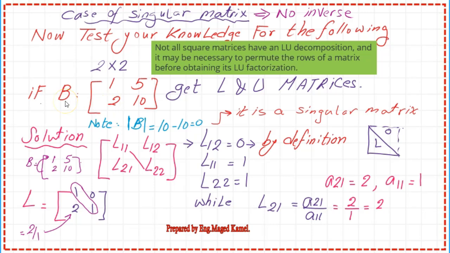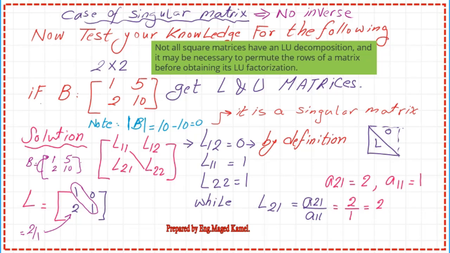Anyway, this B is a singular matrix. Why is it a singular matrix? Because the determinant value is 1 times 10 minus 2 times 5, which equals 0. In order to get the LU decomposition, we start by writing that we have 1 and 1, L21. Again, we have 1 on the corners, and this L21 is 2 divided by 1, L21 equals A21 over A11 equals 2. So now this is 1, and this is 2.